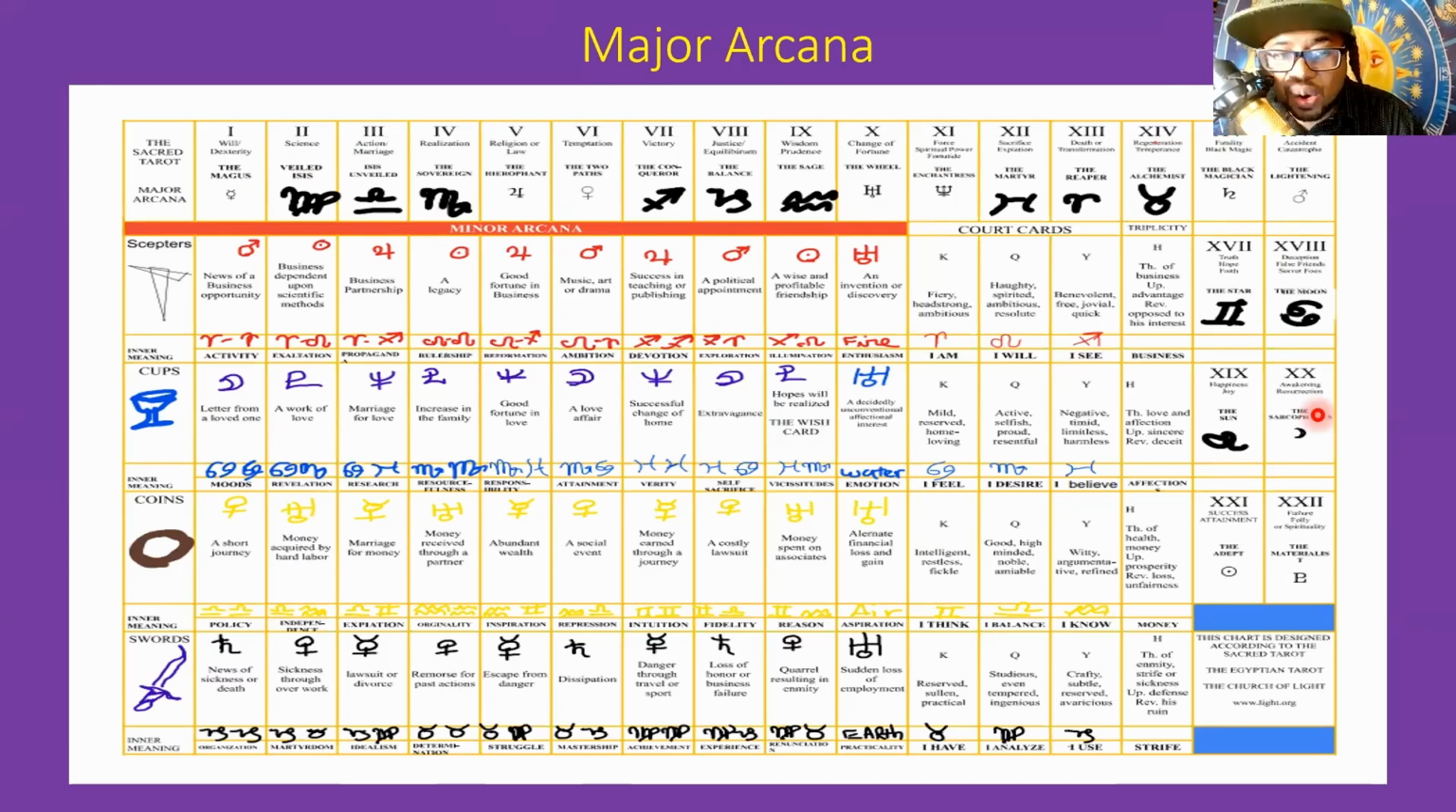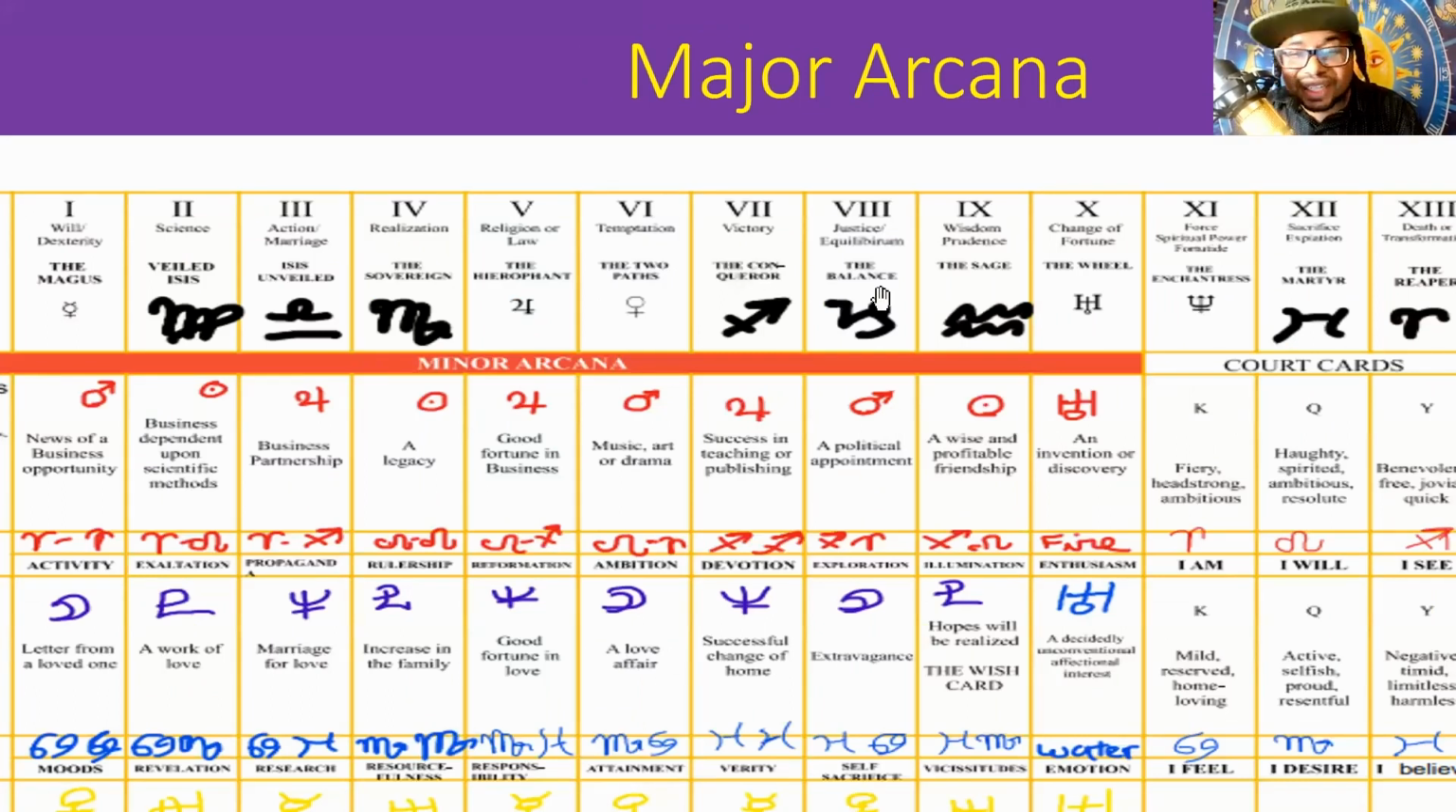And what you will find on this chart, the divinatory significance, is written inside here. Veil Isis, that's science. Isis unveiled, again, action, marriage. Remember, I just gave the example of if that card was there, how action and marriage would play. Then realization when we're dealing with number 4. And let me make this a little bit larger for you, maybe that might help a little bit. I know it's going to help me. So we've got realization right here. Number 5, religion or law. 6, temperance. 7, victory, this is the conqueror. 8, the balance, which is justice or equilibrium.